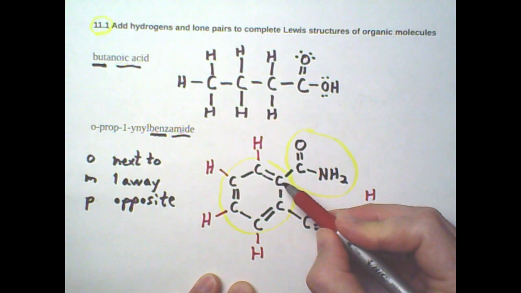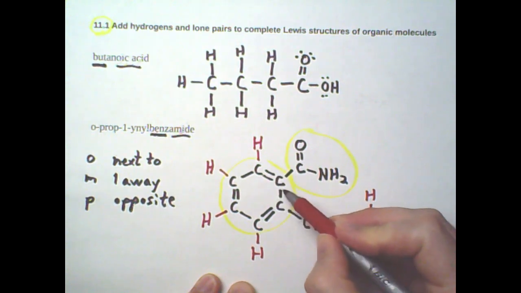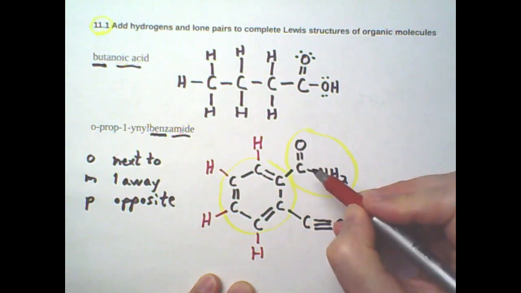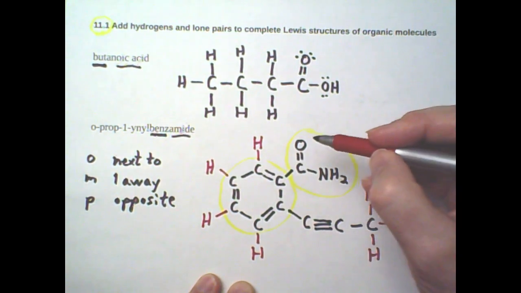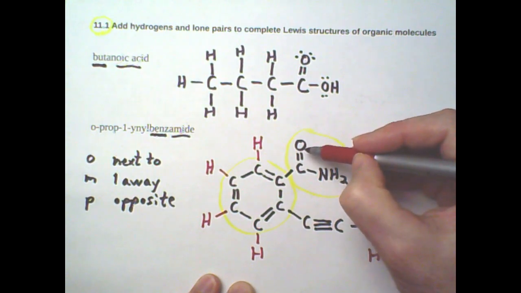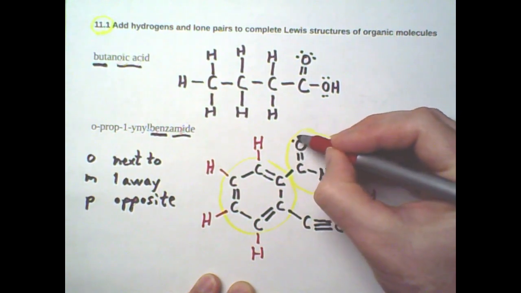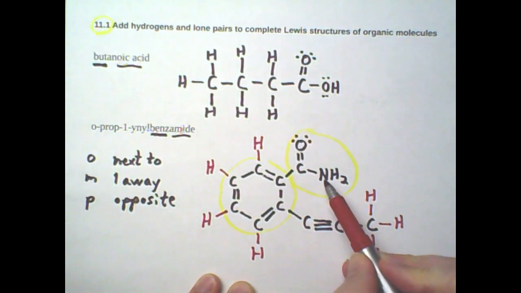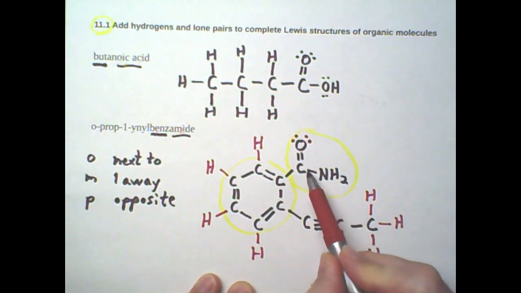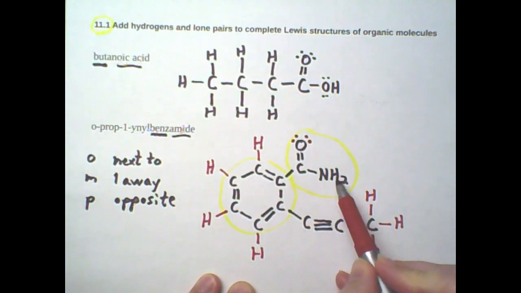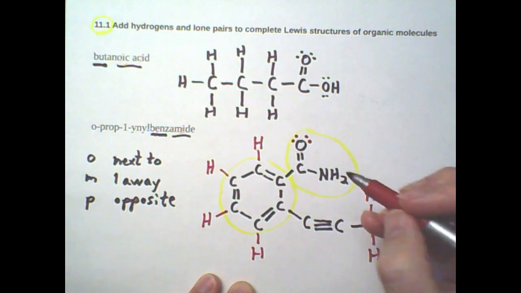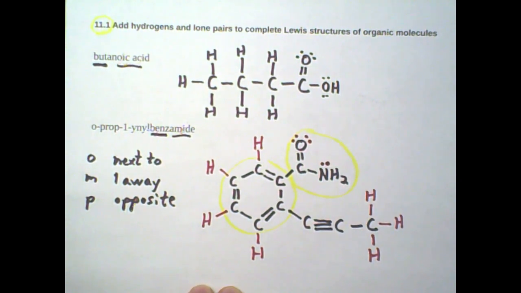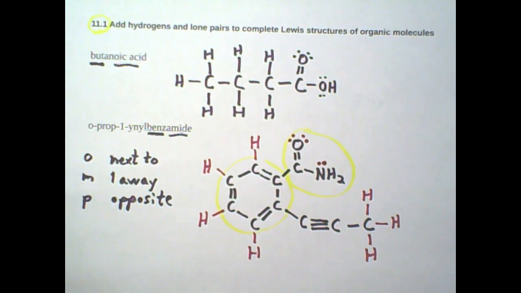The carbon connected to the amide. 1, 2, 3, 4. It's done. Carbon in the amide. 1, 2, 3, 4. It's done. Oxygen. It should have 2 bonds and 2 lone pairs. Done. Nitrogen. It should have 3 bonds, 1 to the carbon, 2 to hydrogen, and 1 lone pair. So I draw that lone pair on. So the red is what you would add to your structure to complete this problem.